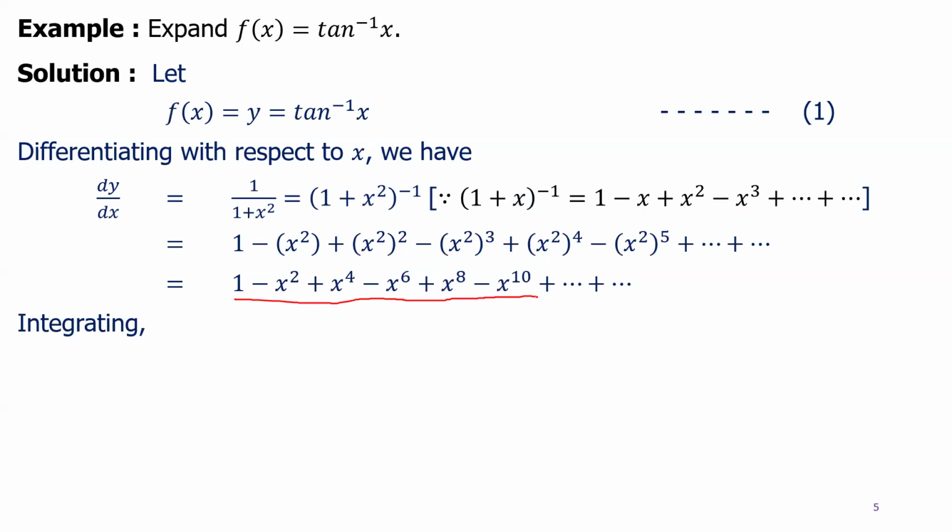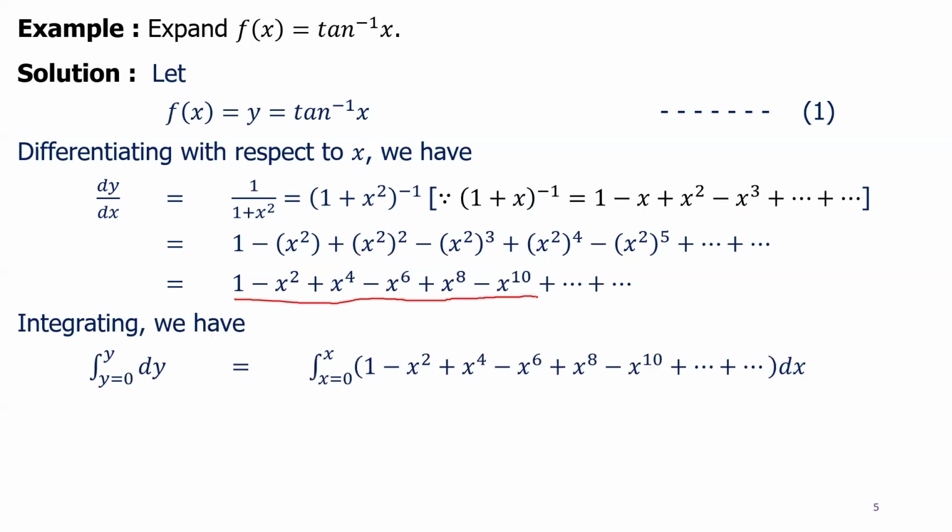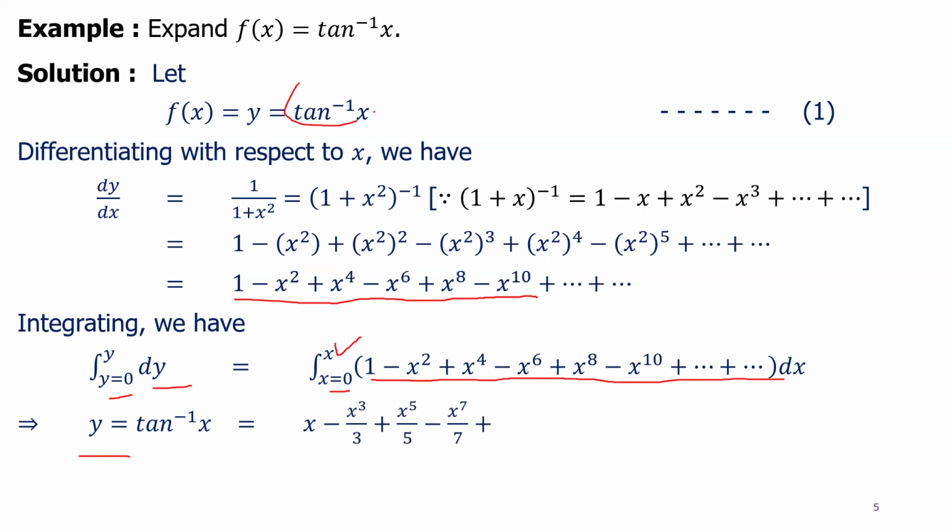Now let us try to integrate it. Integrating, we take the integral of dy from y equal to 0 to y, and this part from x equal to 0 to x. The integration of dy is nothing but y, and y is nothing but tan inverse of x. Now, what is the integration of 1? It is nothing but x. What is the integration of x square?